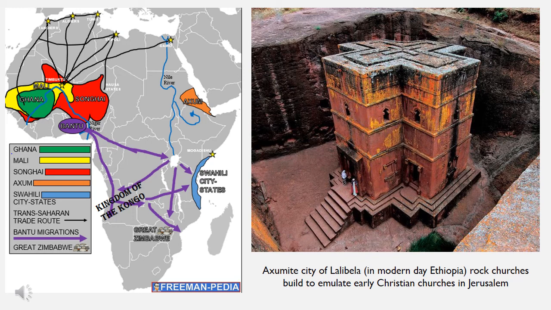Aksum, like the Swahili city-states would do, gained wealth accumulation as a major participant in East African trade along the Indian Ocean complex, as it held ports in the Red Sea and the Gulf of Aden.